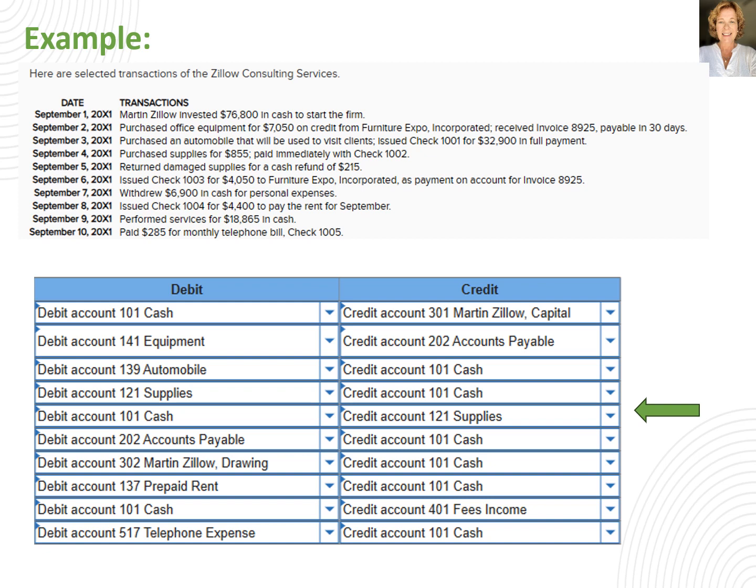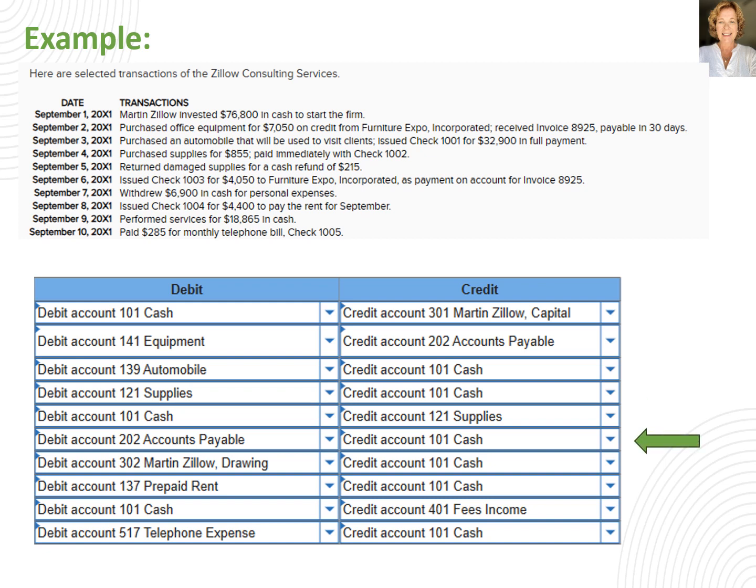On September 5th, Zillow Consulting returned damaged supplies for $215 for a cash refund. The company now has more cash. Cash is an asset, and assets increase with debits. That's why we have to debit cash. The company now has less supplies, which are considered assets. Assets increase with debits and decrease with credits. That means we have to credit supplies.